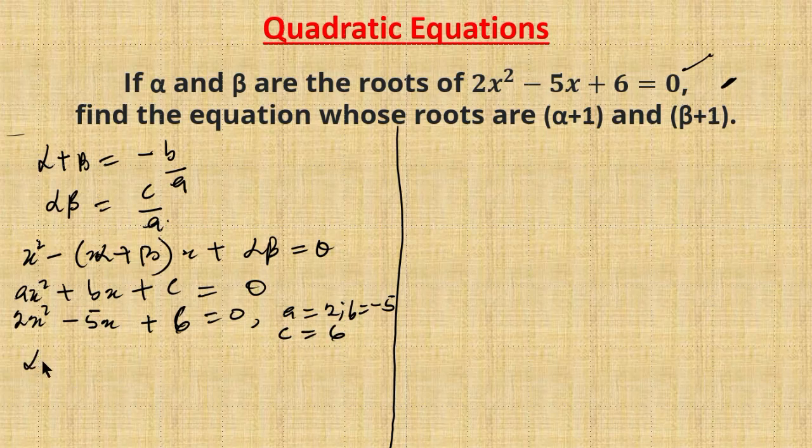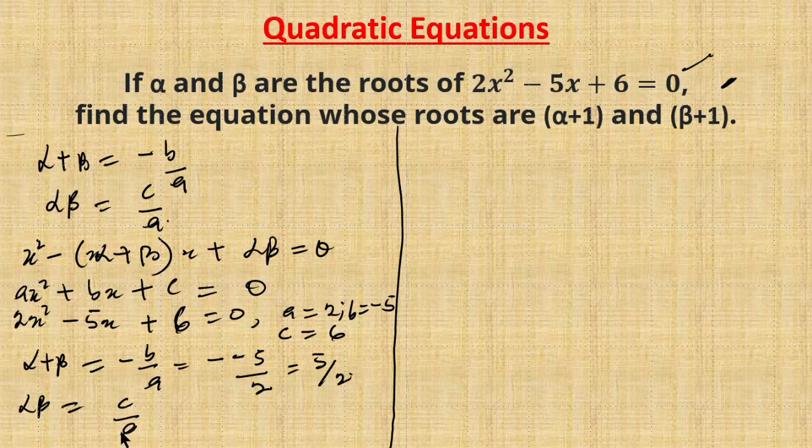So that alpha plus beta from the first equation will be the same thing as minus b over a, which is equal to minus (minus 5) over 2, that is the same thing as 5 over 2. And alpha beta is the same thing as c over a, that is 6 over 2, which is equal to 3. So alpha beta is equal to 3 and alpha plus beta is equal to 5 over 2.